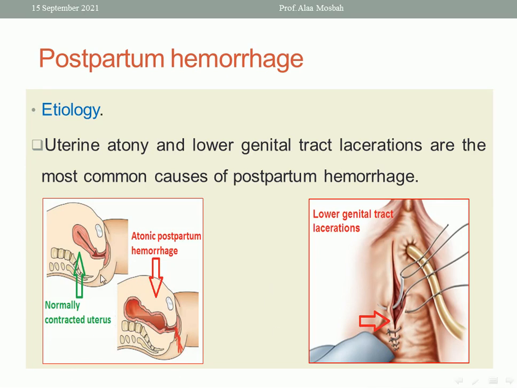As you see in this picture, this is a well-contracted uterus, good contraction here. Here is the atonic uterus with accumulated blood inside, because the uterus cannot contract very well and expel the blood inside, so the blood is retained inside the uterus. Here is an example for laceration of the genital tract, paravaginal laceration.